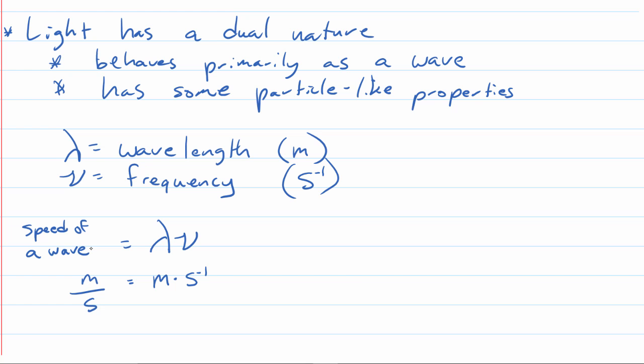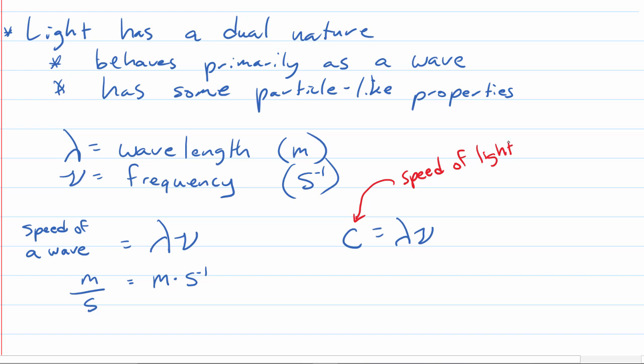And then if we go to light, we say that that speed is equal to c, which is lambda times nu, where c stands for speed of light. Now it's kind of a poor label because it's not only the speed of light, but the speed of all electromagnetic radiation. It's the speed of radio waves, gamma radiation, infrared radiation. It's basically the speed of all forms of electromagnetic radiation in a vacuum.